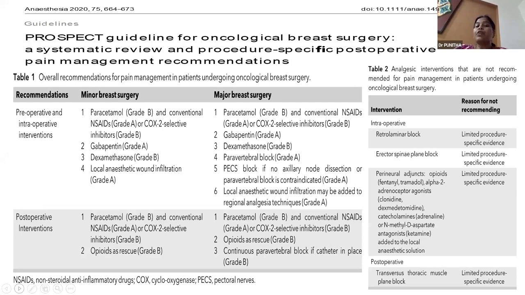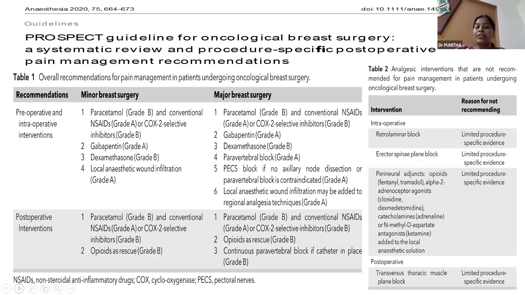So PROSPECT guidelines for oncological breast surgery. They have given overall recommendations for pain management in patients undergoing oncological breast surgery. So in a minor breast surgery, during the preoperative and intraoperative intervention, the grade A recommendation would be conventional NSAID, gabapentin, local anesthetic wound infiltration. Well, the grade B recommendations are paracetamol and dexamethasone. For the postoperative interventions, again, conventional NSAID has grade A recommendation, paracetamol and opioids as rescue come under grade B recommendation. For a major breast surgery, NSAID, gabapentin, paravertebral block, and if paravertebral is contraindicated, PECS block have the grade A recommendation along with local anesthetic wound infiltration. Paracetamol, dexamethasone have grade B recommendation.